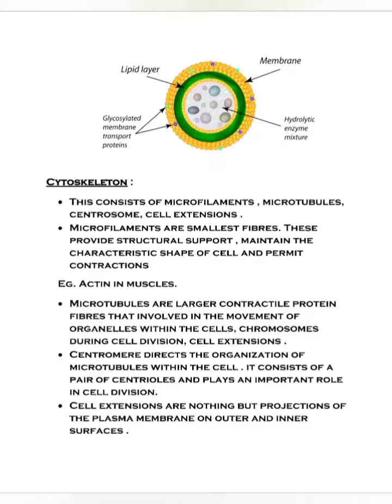Now coming to the cytoskeleton, this consists of microfilaments, microtubules, centrosomes, and cell extensions. Microfilaments are the smallest fibers. These provide structural support, maintain the characteristic shape of the cell, and permit contractions. Example, actin in the muscle. Coming to the microtubules, microtubules are larger contractile protein fibers that are involved in the movement of organelles within the cells, chromosomes during cell division, and cell extensions.